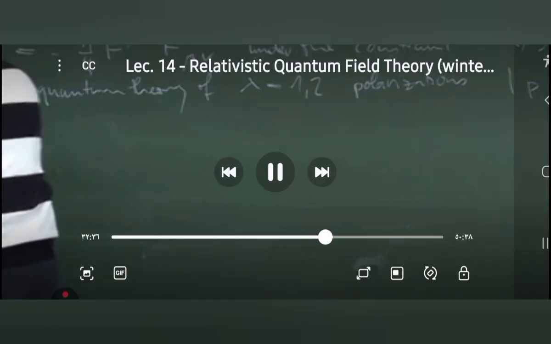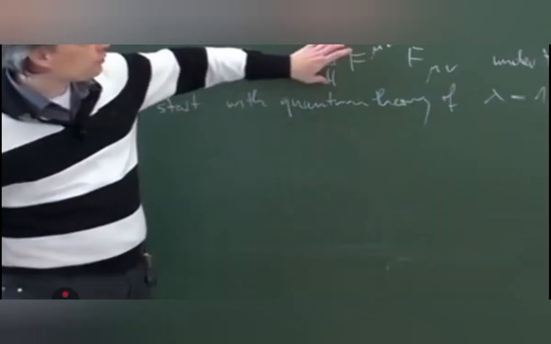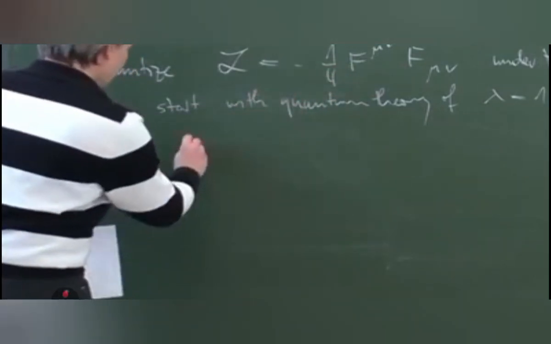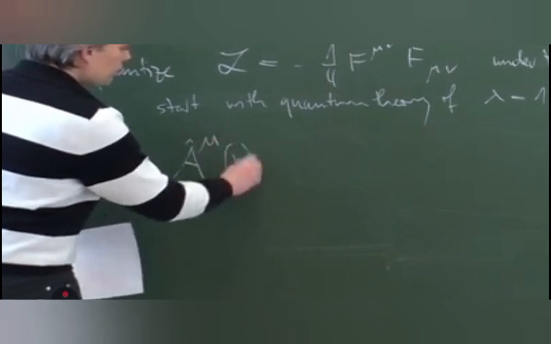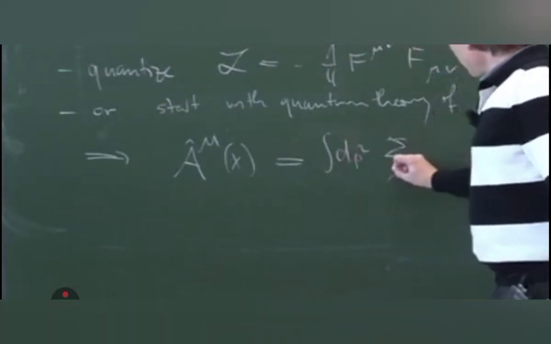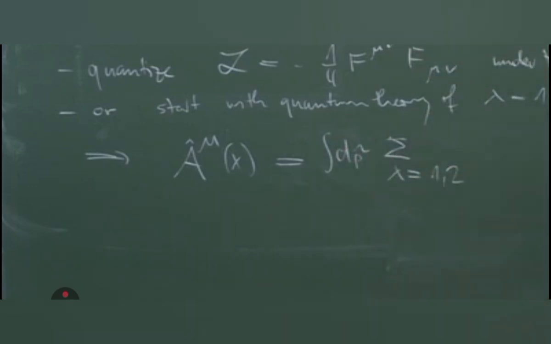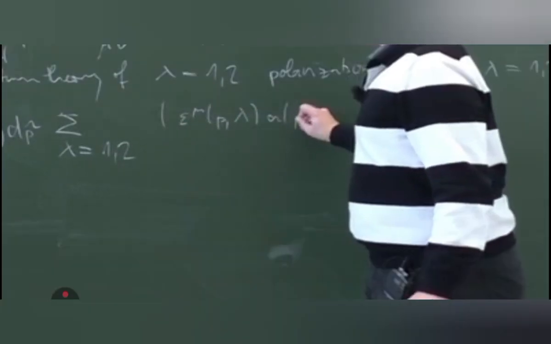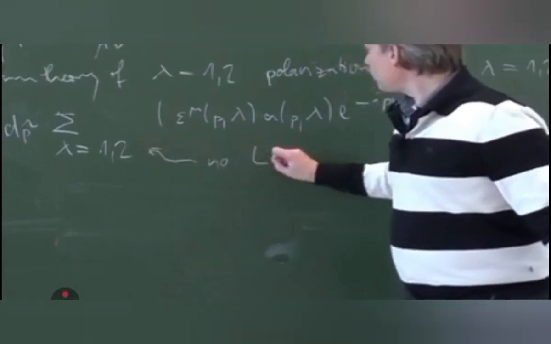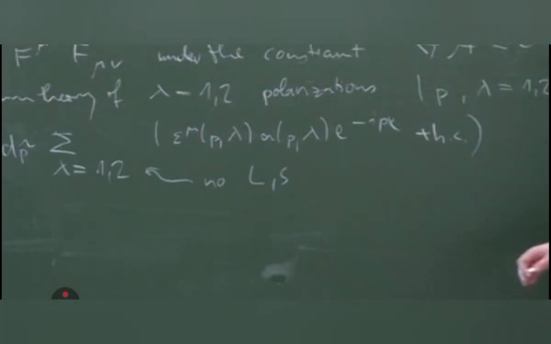And in both cases, whether you start with a quantization of the Lagrangian under this constraint, or whether you start with a quantum theory of those polarizations, anyway, you end up with a field operator A mu hat of x, which has this form, where you have now only the polarizations lambda equal 1 and 2, and otherwise it has the usual structure. That we have already seen. And so here the point is that we have no L or S polarizations, but only lambda equal 1 and 2.